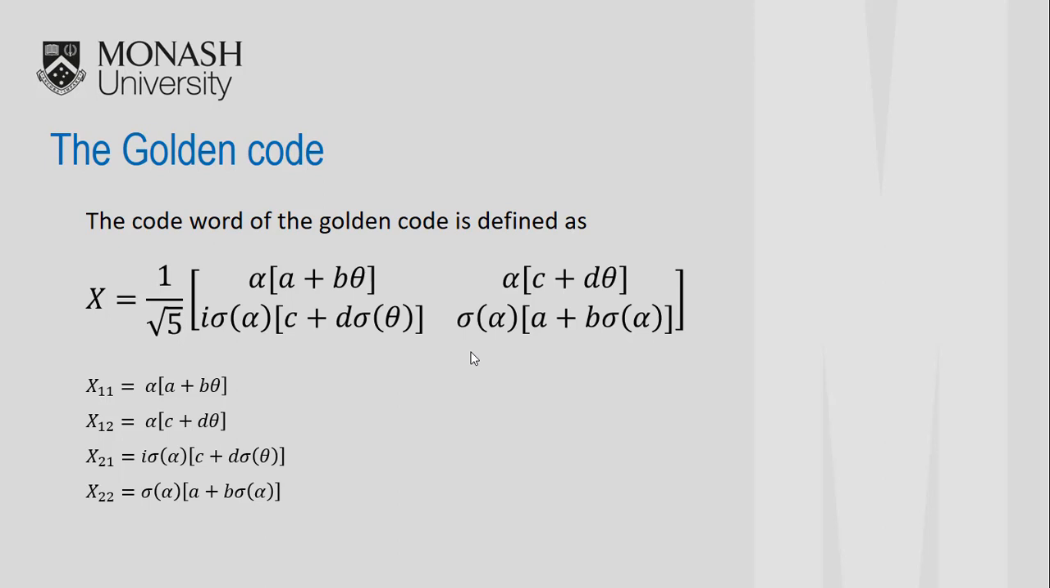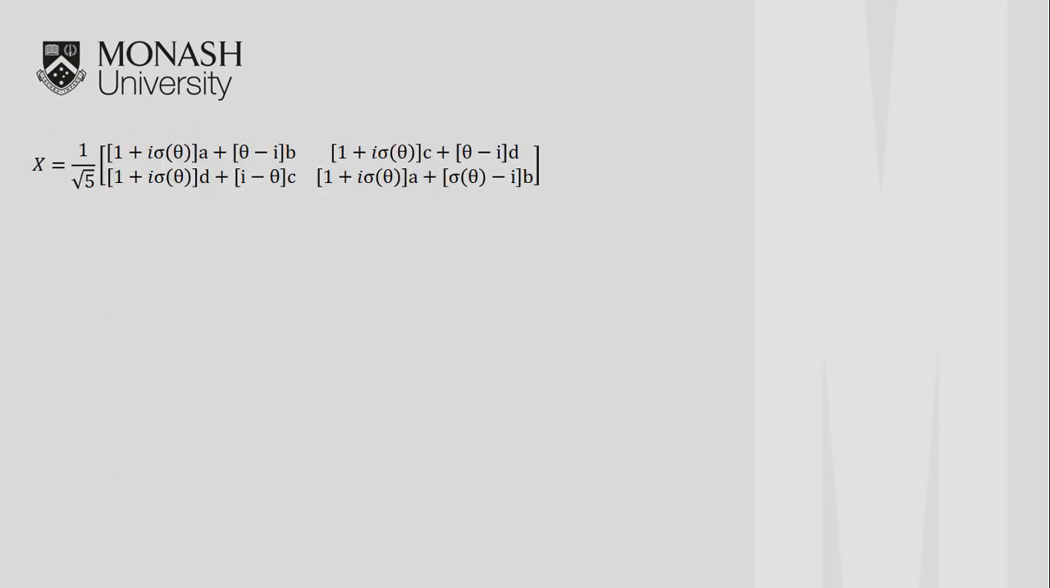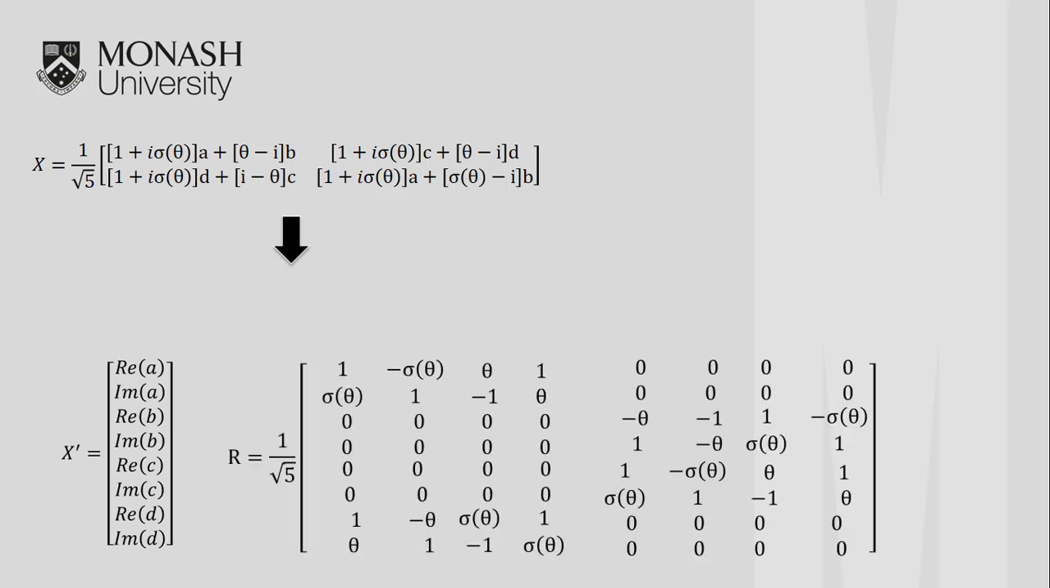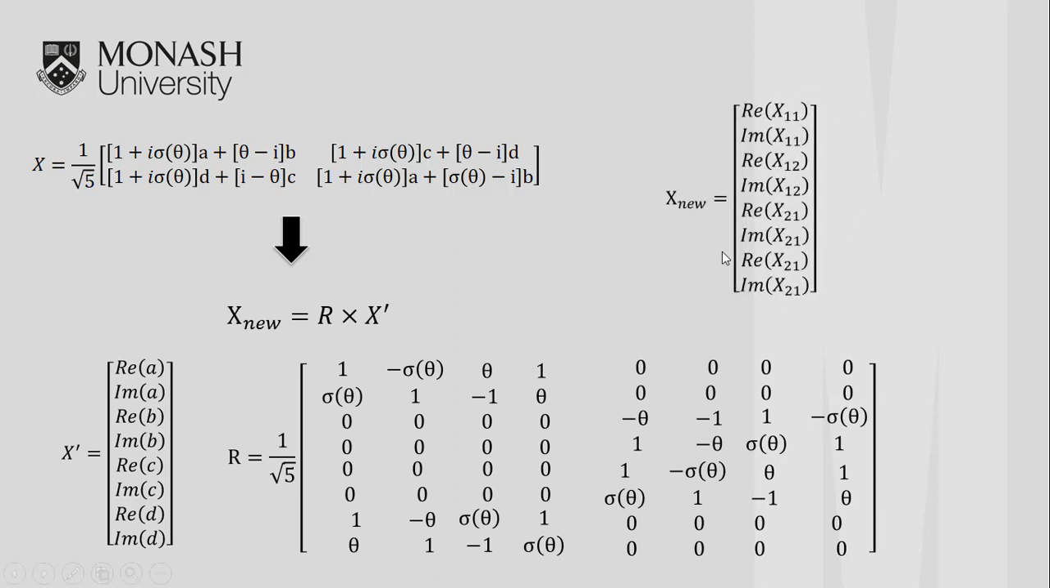If we do the same work as the Alamouti code before, we will get 4 equations with 4 unknown symbols, which can be calculated, but it is complex. Therefore, to get the received symbols, we use another way. First, we put the value of alpha and delta alpha into the code word, and then we separate the real part and imaginary part of the symbols, and multiply it by a matrix R to get a new code word X new, which is an 8 times 1 matrix with these elements.